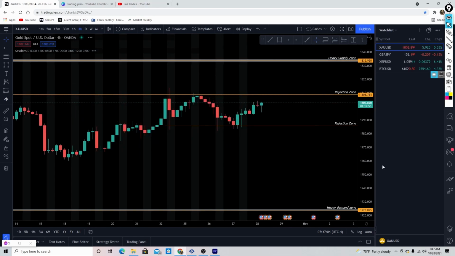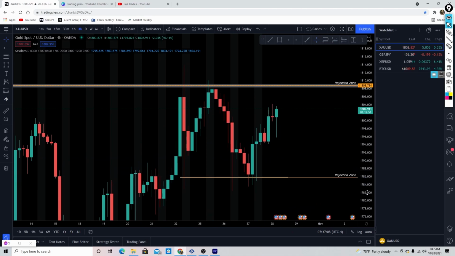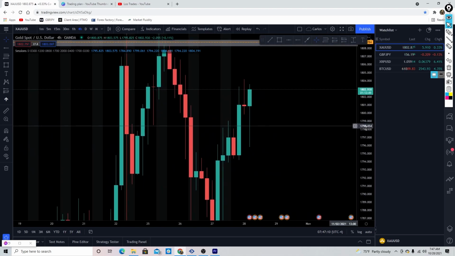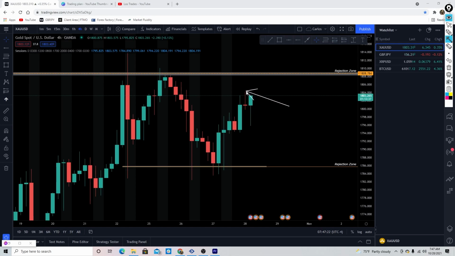Anyways, down to the 4 hour. As you guys can see, I got my zones drawn out. Gold just did this liquidity grab here on the 1 hour, broke below this low, almost this low, and now it's flipping bullish. Perhaps to break this high and continue going up to this rejection zone. That's what it looks like it's doing.